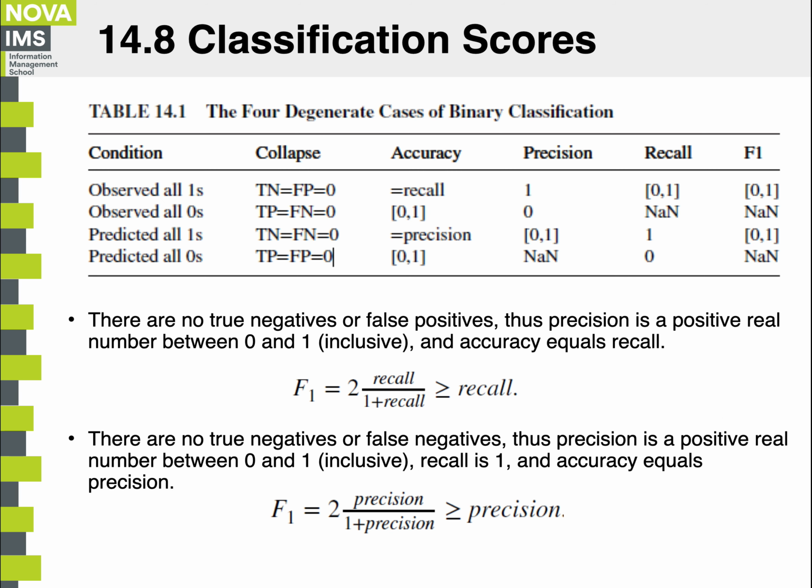In this table, we can see how the F1 score is defined in different cases. When there are no true negatives or false positives, the precision is a positive real number between 0 and 1, and accuracy equals recall. When there are no true negatives or false negatives, the precision is also a positive real number between 0 and 1. Recall equals 1 and accuracy equals precision.